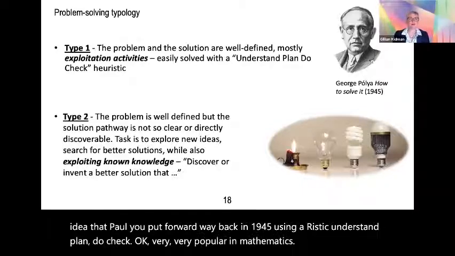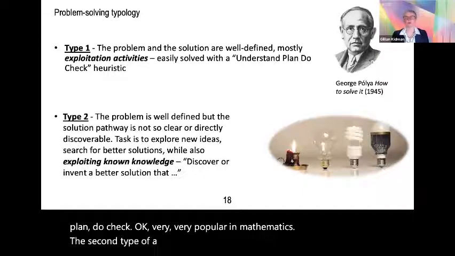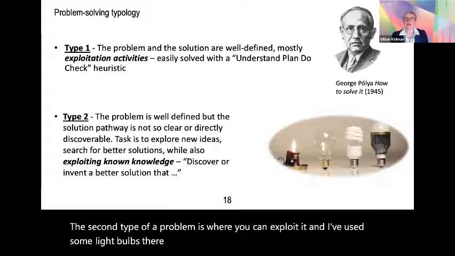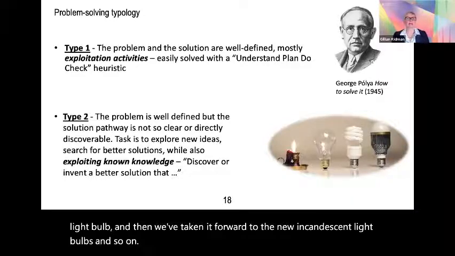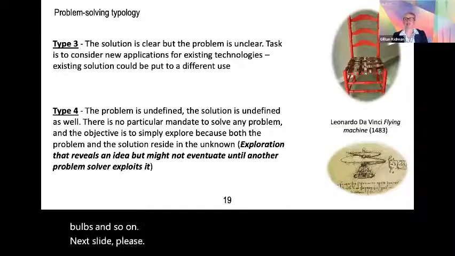The second type of a problem is where you can exploit it. And I've used some light bulbs there from Edison. We had a candle, we had a traditional light bulb, and then we've taken it forward to the new incandescent light bulbs and so on. Next slide, please. Now it's really starting to get interesting.